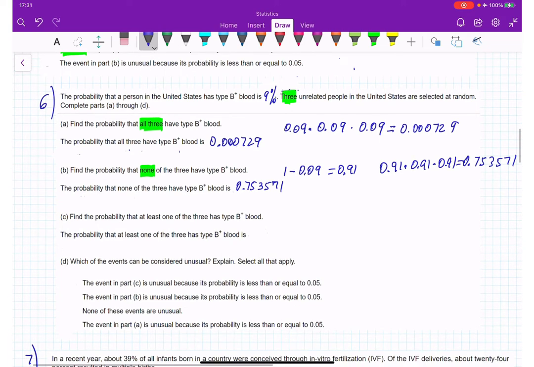Okay. Question number six, C. Here they want us to round to three decimals. Okay, then it's going to be 0.754.